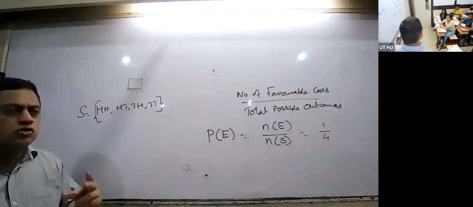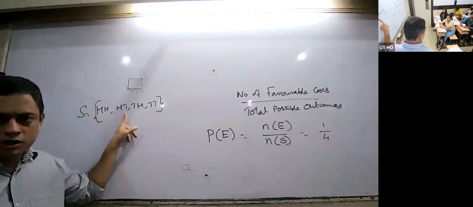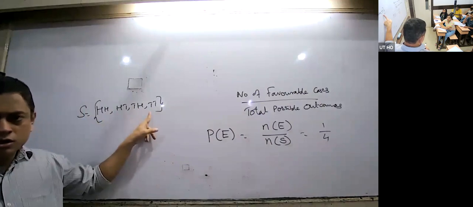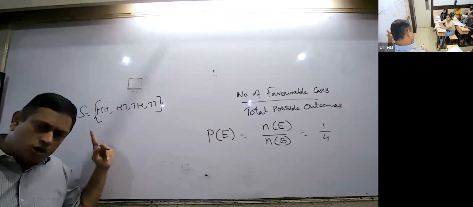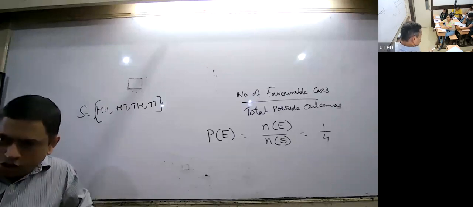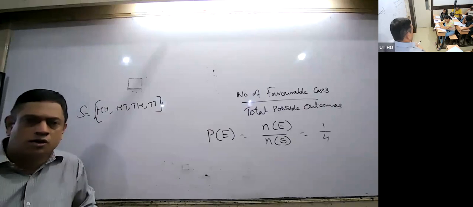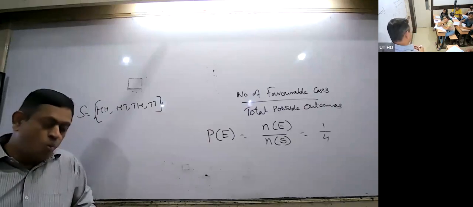Two heads means which are here? How many heads are there here? Here, how many are? So, how many cases are having two heads? Only one case. That is called a favorable case. Understood or not? Okay. Now, in the same question, what is the probability of getting one head?